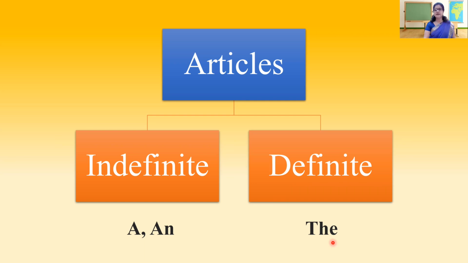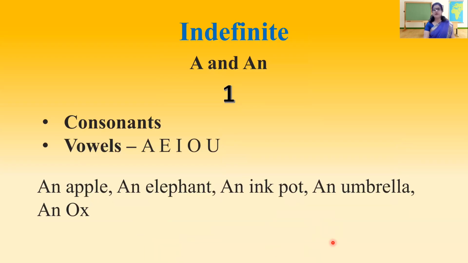The is the definite article. So when we have to use a and when we have to use an, that is a very important question. And also, what is the meaning of a and what is the meaning of an is very important. Okay, then what is the meaning of a? A means one, an means one.